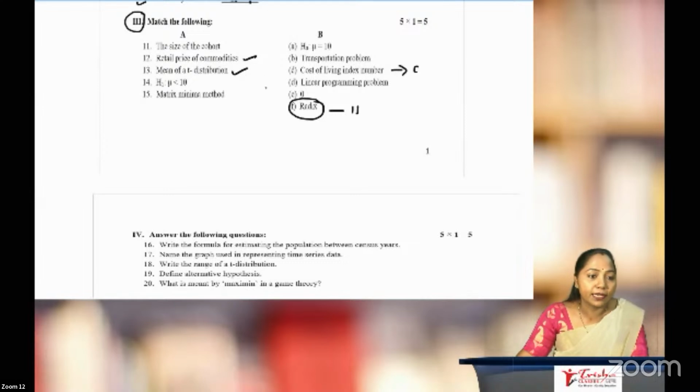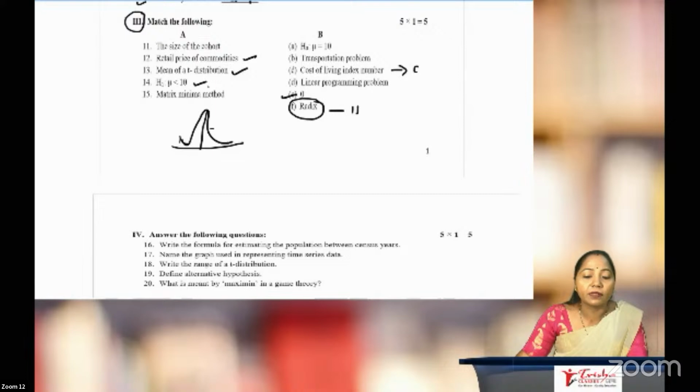Mean of T distribution. See, I told you, you can expect questions from T and chi-square. It is a symmetric distribution. We have a peaked, symmetric curve, which is leptokurtic. What is the mean? It is 0. Mean, median, and mode will be 0 for T distribution.